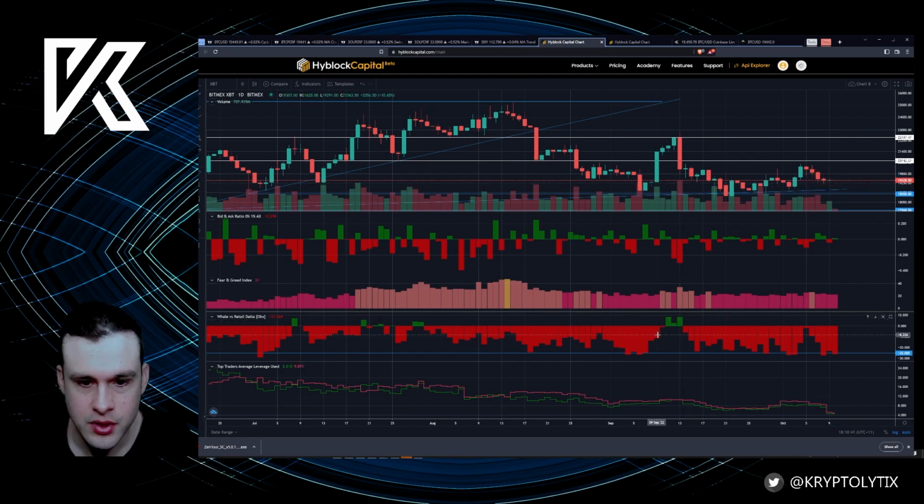Just like here, we had this move up. As soon as we get that green candle, as soon as we get that first red candle, if you entered a short there, well, you would have been sitting pretty, a 10% win, essentially, on that one.